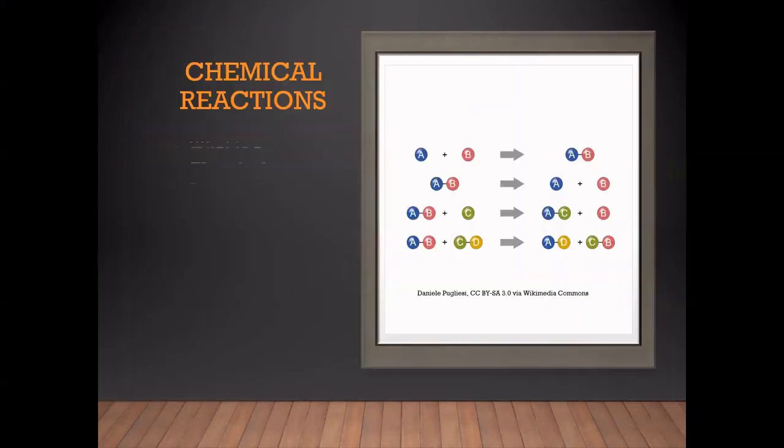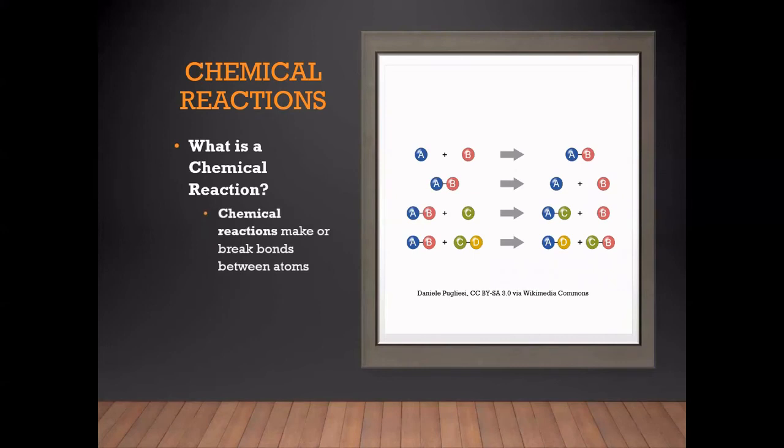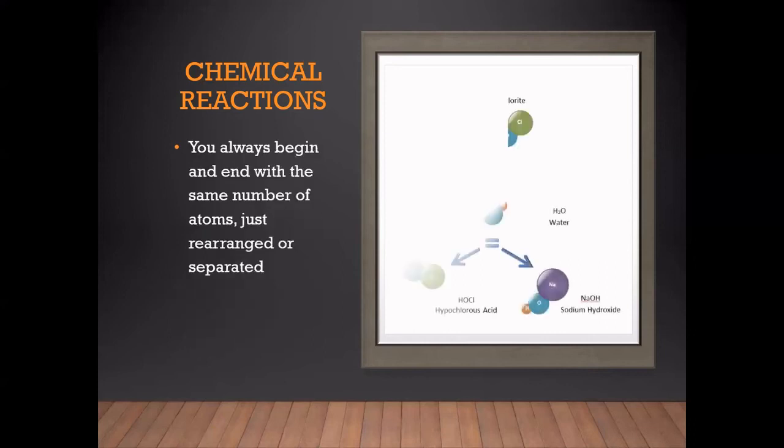So what is a chemical reaction? A chemical reaction makes or breaks bonds between atoms. Reactions contain reactants and products. You always begin and end with the same number of atoms, just rearranged or separated.